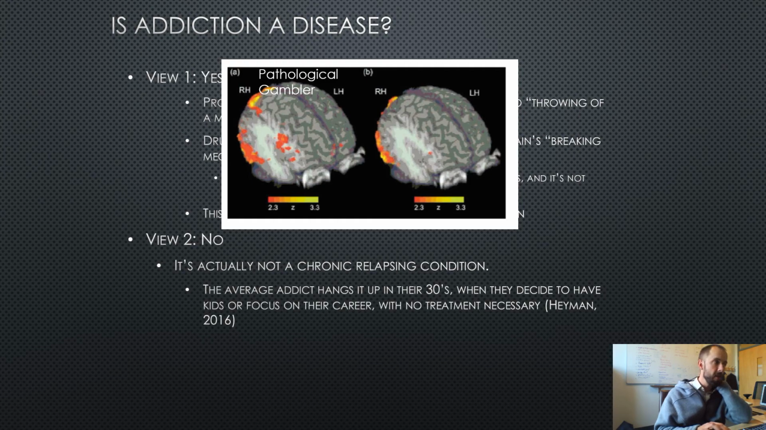So actually, the average addict hangs up their addiction, stops being an addict in their 30s. And it's no coincidence that, when people are in their 30s, this is the time when they're deciding to have kids, or starting a family, or getting married, or they're focusing on their career. And that's the point in life when the average addict stops being an addict. And there's no treatment that's necessary for that. It's just people stop on their own, on average.